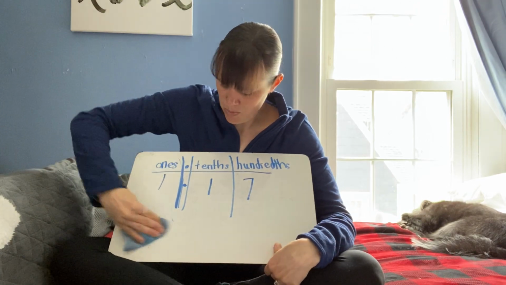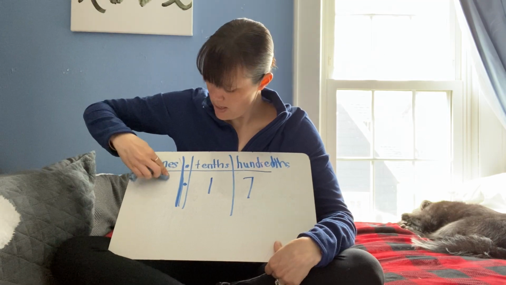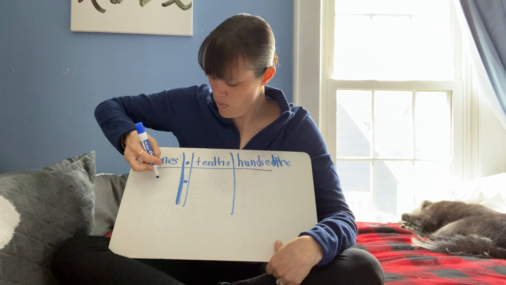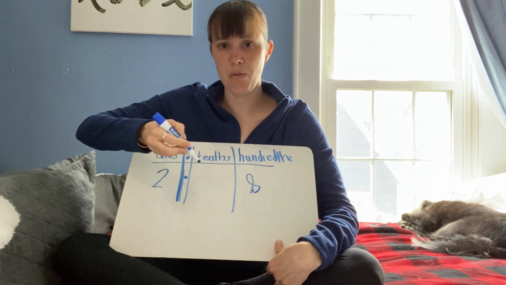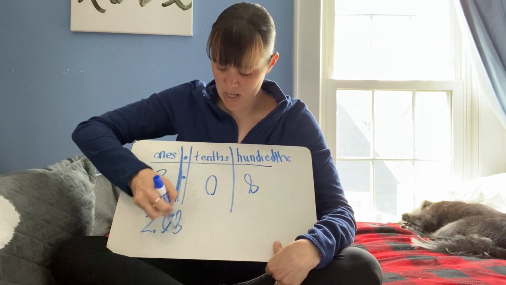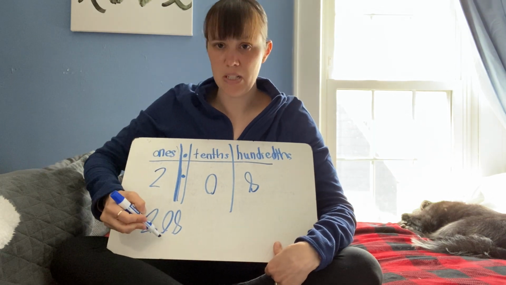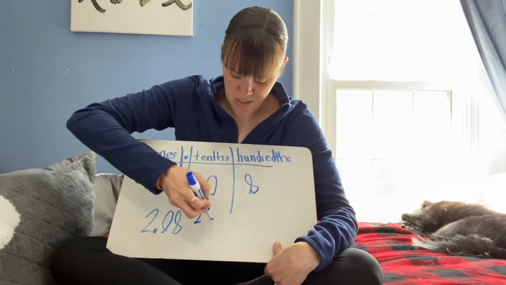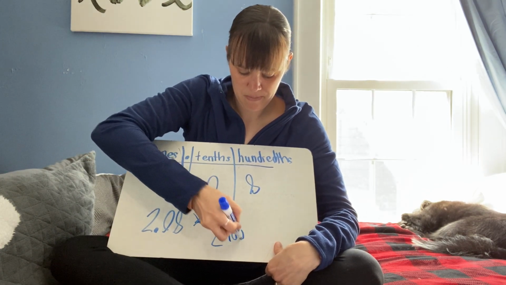Okay, the next one says 2 ones and 8 hundredths. So this is an easier one. It says 2 ones and 8 hundredths. So what do we put here? We need a place value holder here, so it is 2.08. Now look at it. Does it say 2 and 8 hundredths? Yes, it does. We don't have any tenths. So, whoops, that should be bigger. 2 and 8 hundredths.